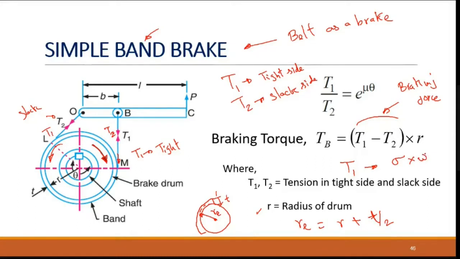So area is W, the width of the belt, and T, the thickness of the belt, right? Or you can also identify stress. Stress is equal to T1 divided by W into T, right? So, to identify the maximum stress which is acting on your belt.